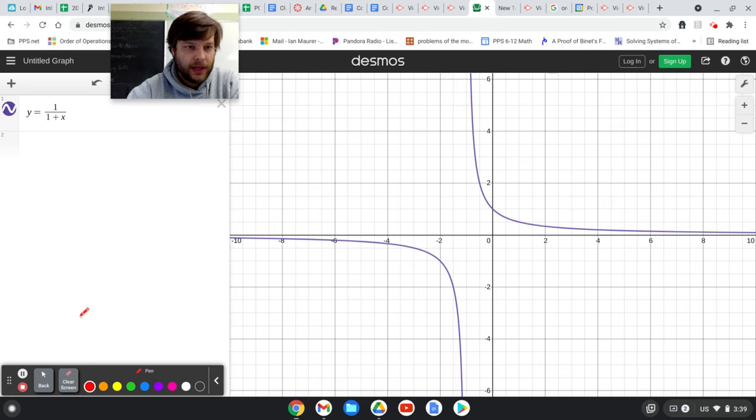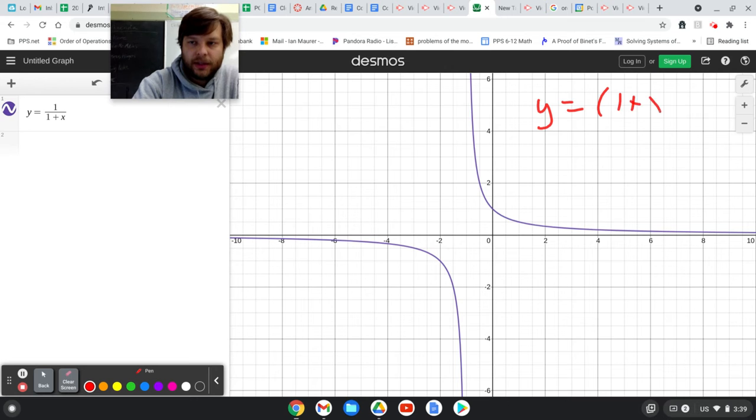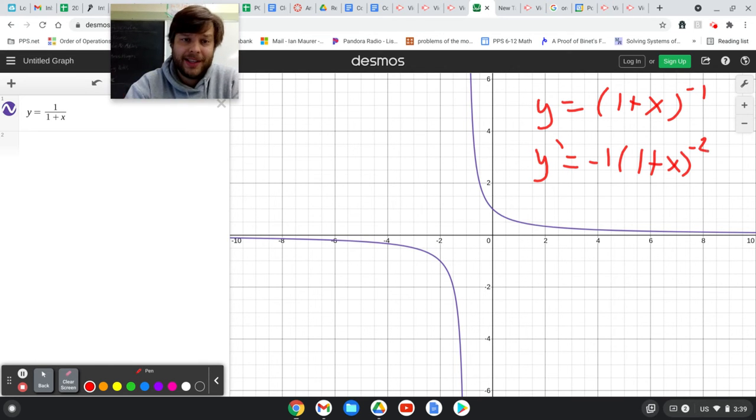And so what I would do is, of course, rewrite this in a different format. So 1 plus x to the negative 1. So then you can just drop that power in front. And you have to use the chain rule, but the derivative of the inside is just 1. So it's not so bad.